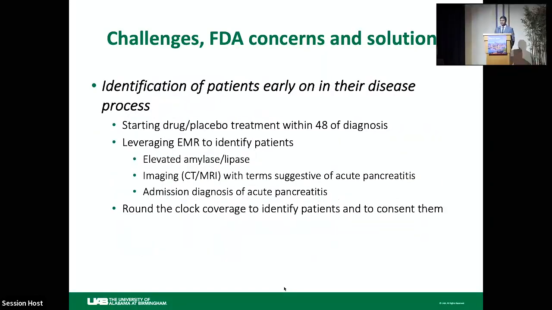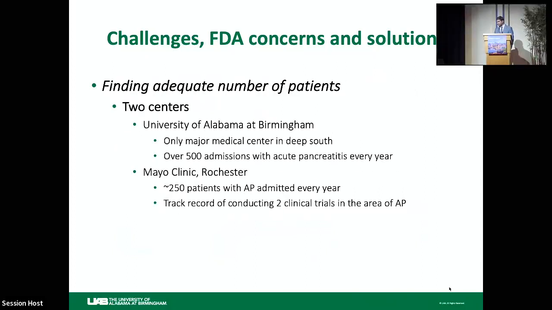We did face a number of challenges, and FDA also had some concerns, and then we were able to reach solutions for those. So one of the primary concerns of FDA was whether, in the narrow range of patients that we are including, we would be able to find an adequate number of patients. As I mentioned, this is a multi-center, multi-institutional trial. The catchment area of UAB is really high, with patients from neighboring states such as Mississippi and Northern Alabama. They all come to UAB. And Mayo Clinic also has prior experience with conducting 2 such clinical trials in AP. So we do not expect a problem with this.